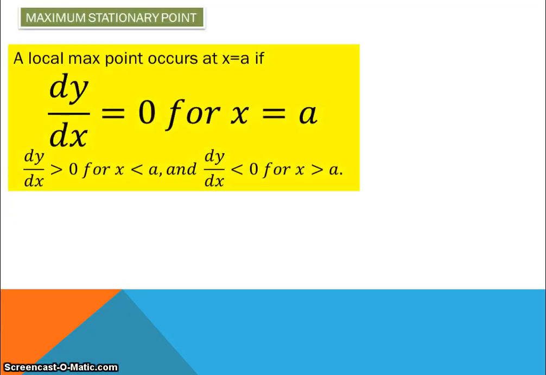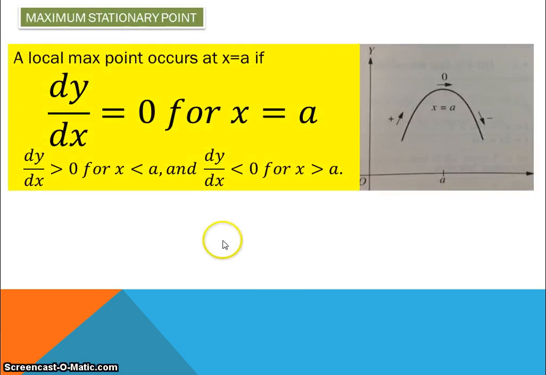To determine the maximum turning point, all we have to do is equate the first derivative equal to 0 and solve for x, and use a table of test points to show that the derivative on the left of the maxima is greater than 0. In other words, the function is increasing on the left and it is decreasing on the right.